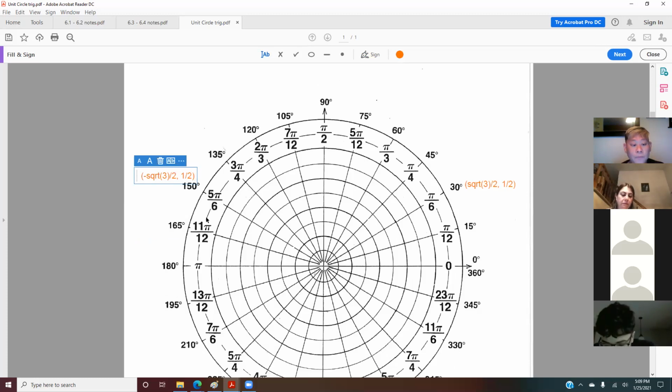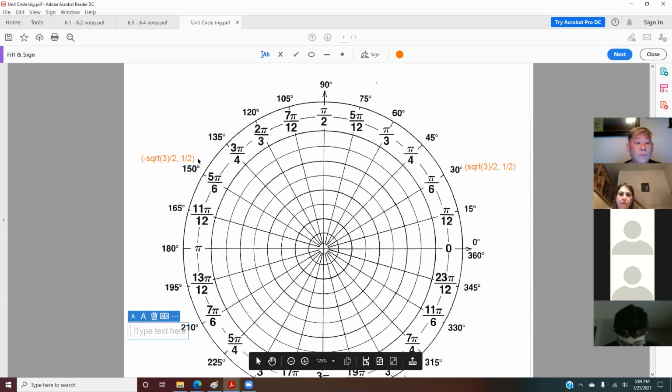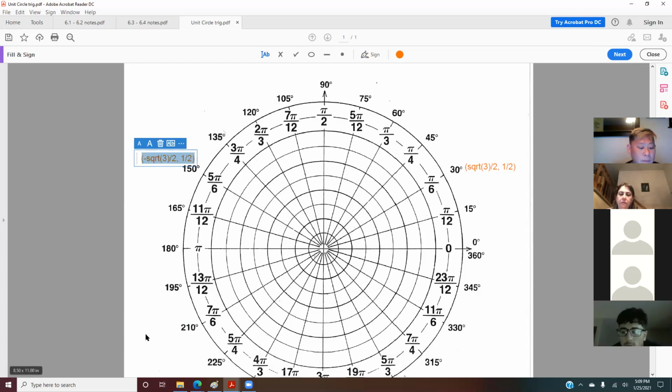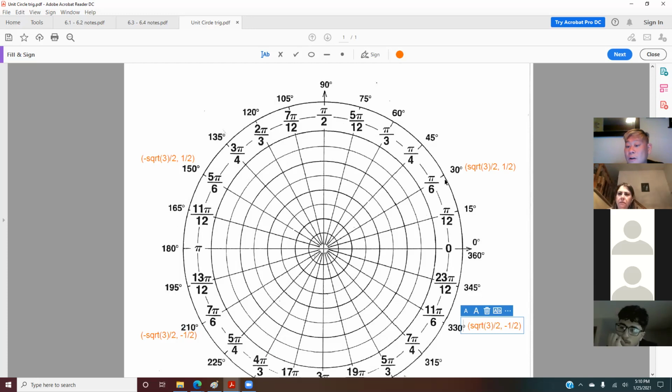And then for 30, 150, and 210, it's all the same. I'm going to copy and paste this. Negative square root of 3 over 2. But this is negative 1/2 because in quadrant 3, both of them are negative. And then this one is square root of 3 with a negative 1/2. You guys okay here? This all corresponds to 30 degrees.